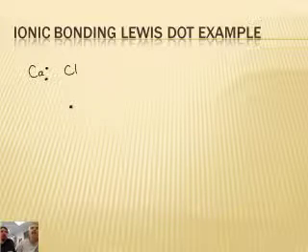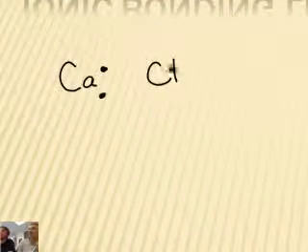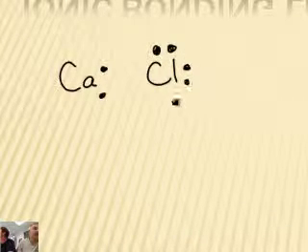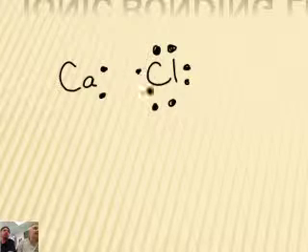Now, chlorine. I'm looking at the periodic table. How many valence electrons would that have? 7 valence electrons. Use that chart that we did in a previous podcast. So he's got 7, and calcium has 2. Is anybody happy? No.